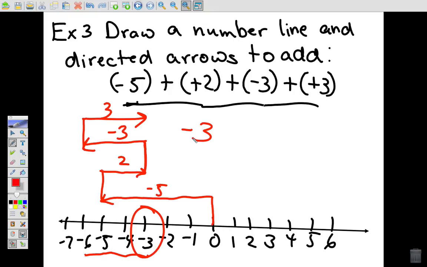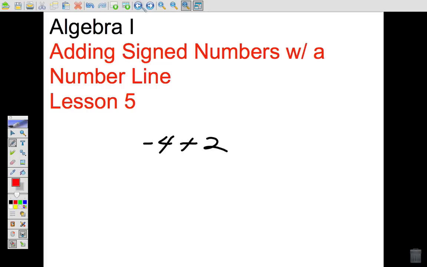Okay, so what we've done in lesson 5 is we've used a number line and directed arrows to add what we call signed numbers.